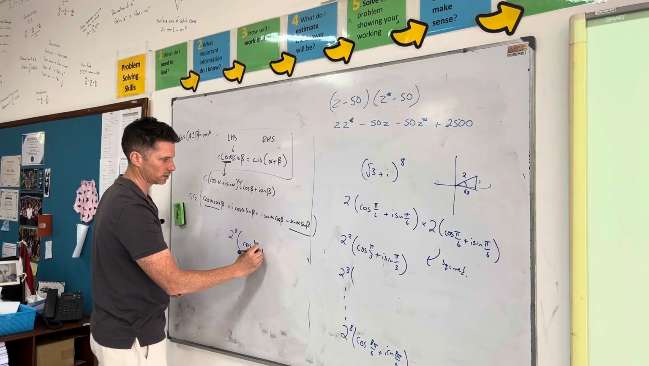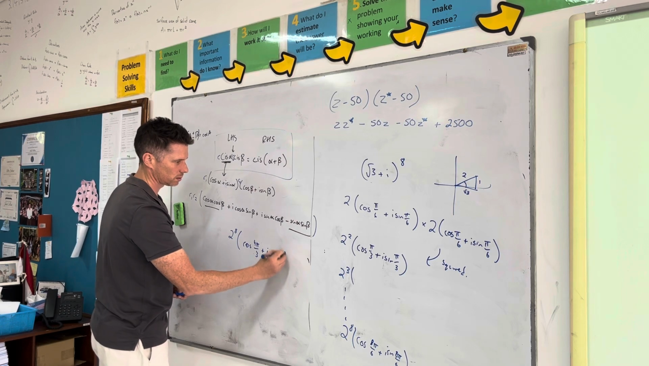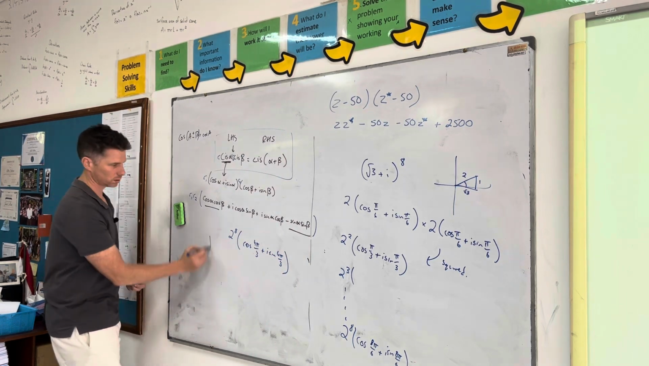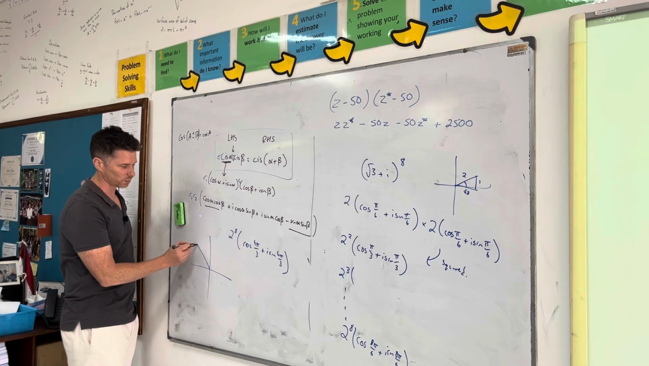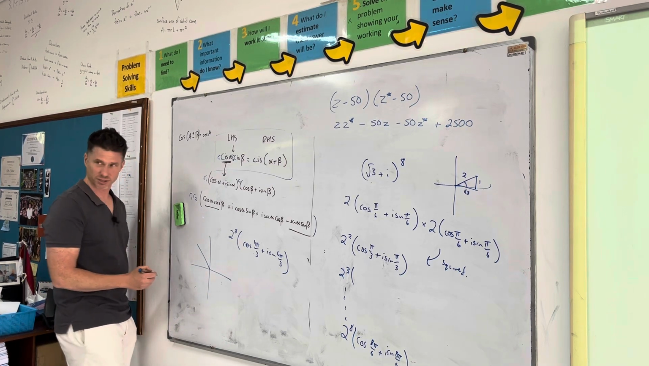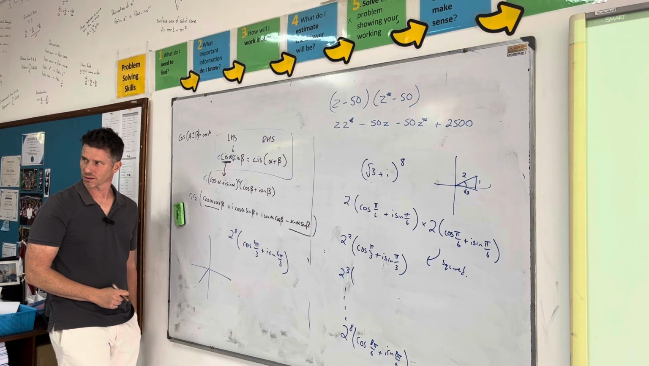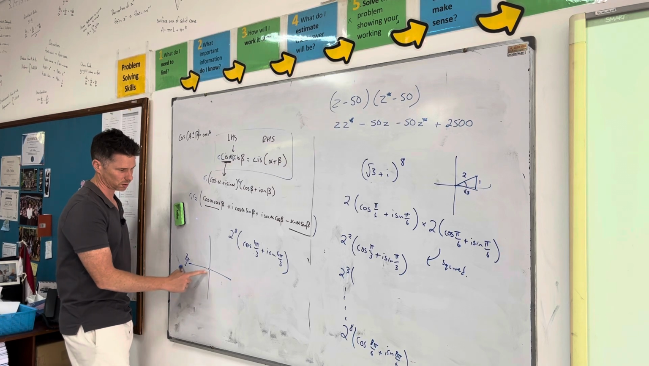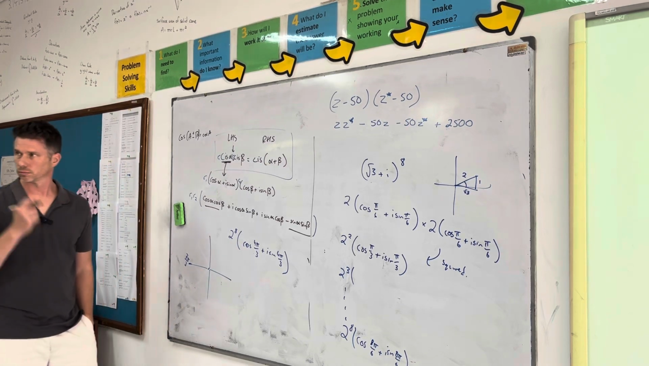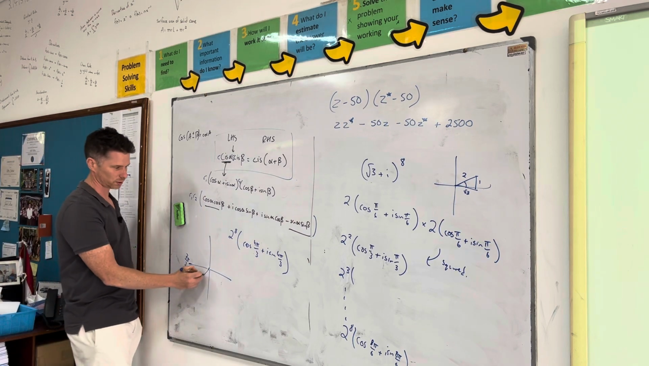What quadrant's that in? Well, let's have a little look. 4 pi over 3, the angle is going to be here, isn't it? Or is it going to be here? This is 3 pi over 3, because that's pi. It's going to be in this quadrant. 4 pi over 3 is in this quadrant, definitely.